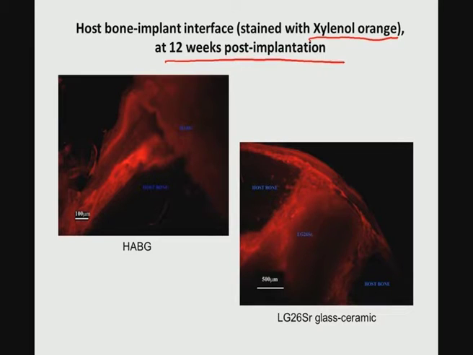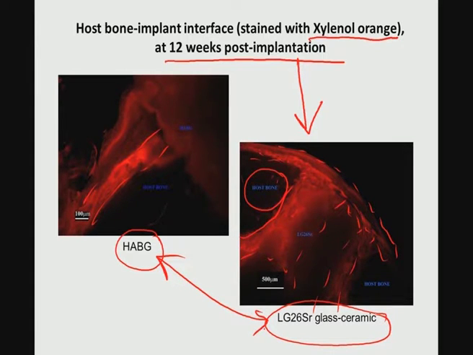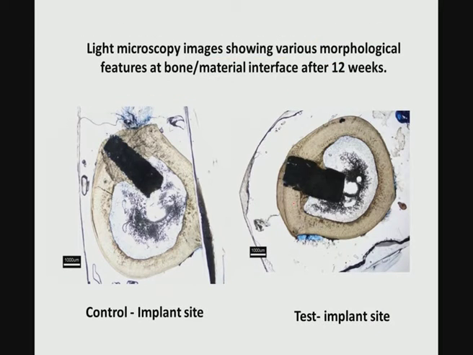In this particular case, at 12 weeks post implantation, this is your host bone structure and this is your implant. It shows this xylenol red stained image, and this stained image essentially shows that bone formation has been initiated. Similar features of bone formation have also been shown in the hydroxyapatite bioglass, but qualitatively from these two images, bone formation perhaps is a little bit more in the case of our test glass material.